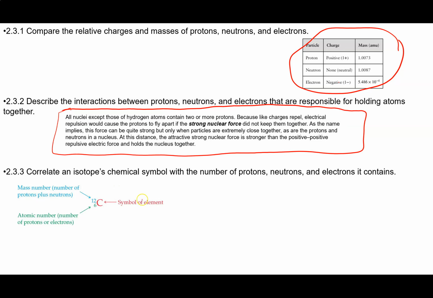Next up is isotopes. So here's an isotopic symbol. It obviously has the atom itself. It has the mass number, which is protons and neutrons added together, and then it usually has the atomic number of the atom on the bottom.